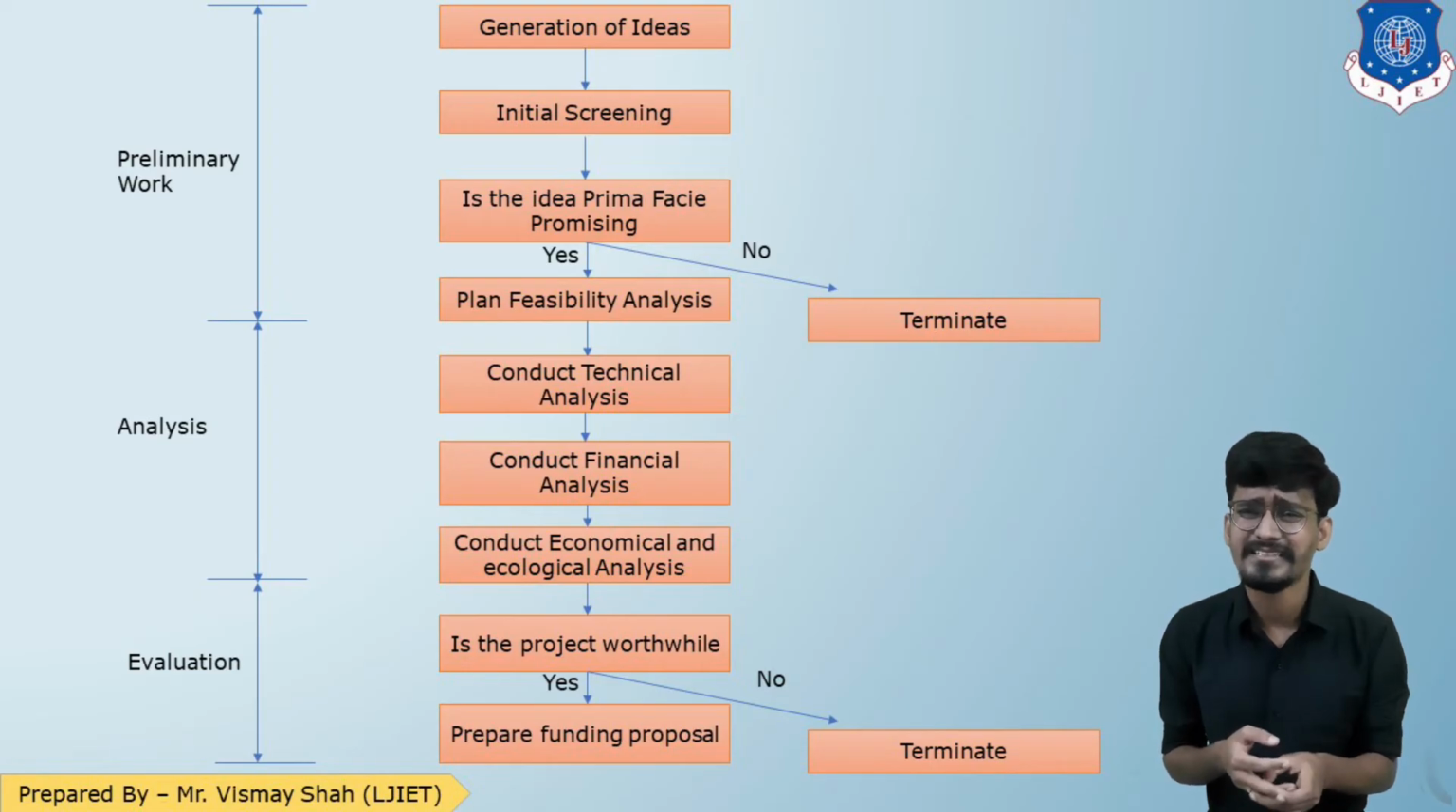After all the analysis being done, is the project worthwhile? If it is yes, then continue. If it is no, then terminate the project. And if it is yes, then prepare the funding proposal for the project. So this is the flow diagram for the feasibility report. Now let us start with the first stage, that is technical analysis.